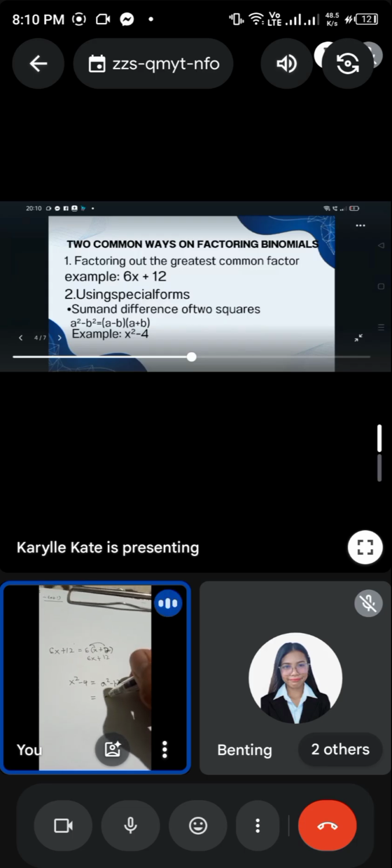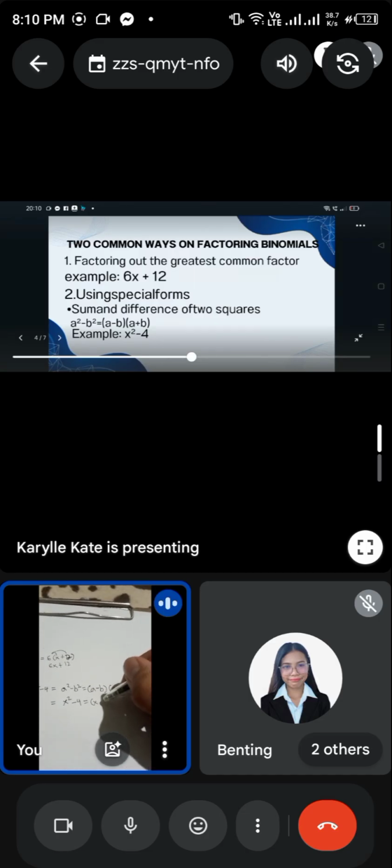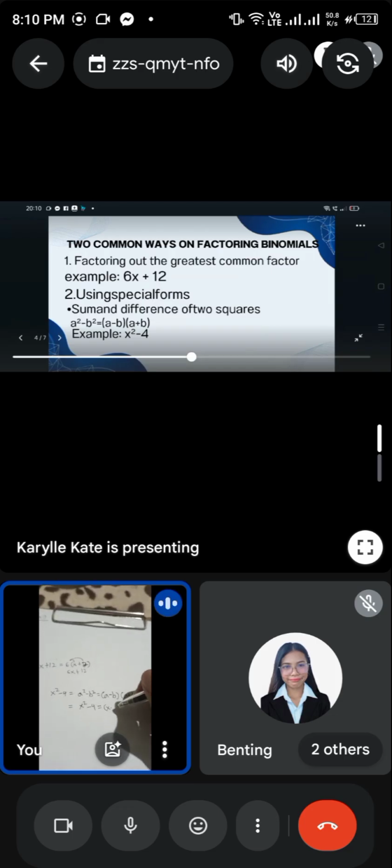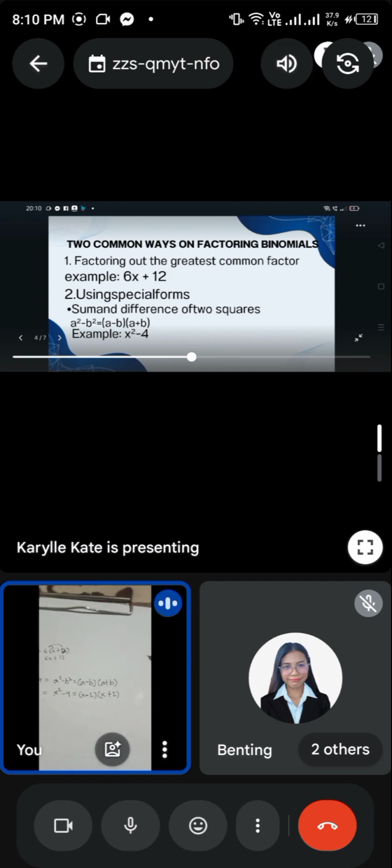Our first term is x squared minus 4. So our a is x, and our b is the square root of 4. Both factors become x minus 2 and x plus 2. So this is how you do the sum and difference of two squares.